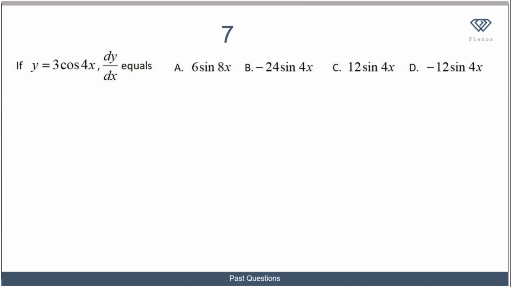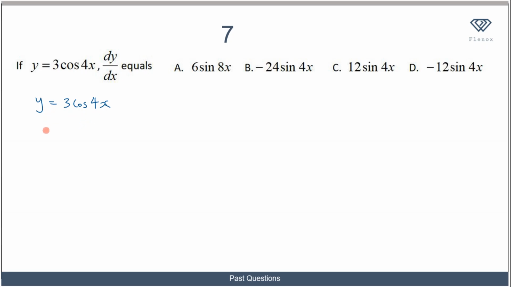Here we are told that if y is equal to 3 cos 4x, what is dy over dx? So I am told to differentiate this expression. So we have y is equal to 3 cos 4x. As you can see, this is another example again of the classic chain rule, and I'm going to solve this using a shorter method which you should be familiar with by now if you've practiced enough.